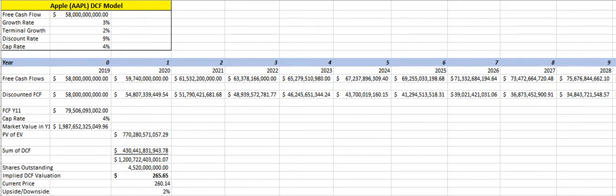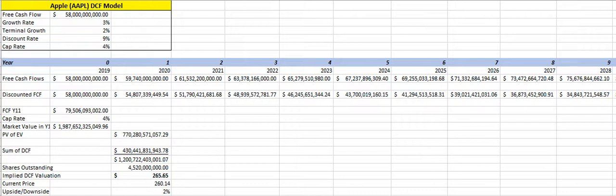Good morning, guys. In today's video, I'm going to be doing a discounted cash flow model on Apple stock. Apple stock closed the last trading day, Friday, November 8th, at $260.14. Discounted cash flow models are a good way to get a sense of the valuation of where a stock stands at any given point.